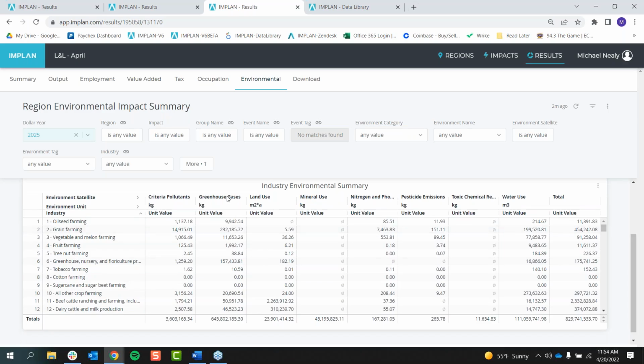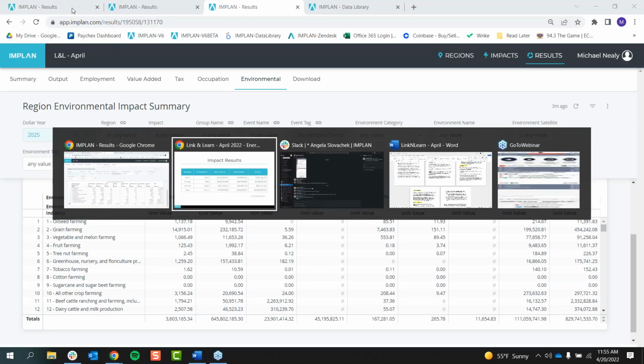let's pay attention first to our greenhouse gases. We can see here that across all industries, this new manufacturing facility that we're modeling would contribute just under 646 million kilograms of greenhouse gas emissions, so not insignificant by any stretch. And that would be the predominant portion of our total environmental impact of just under 830 million units. So again, increase in production, great, but it does come at a cost.